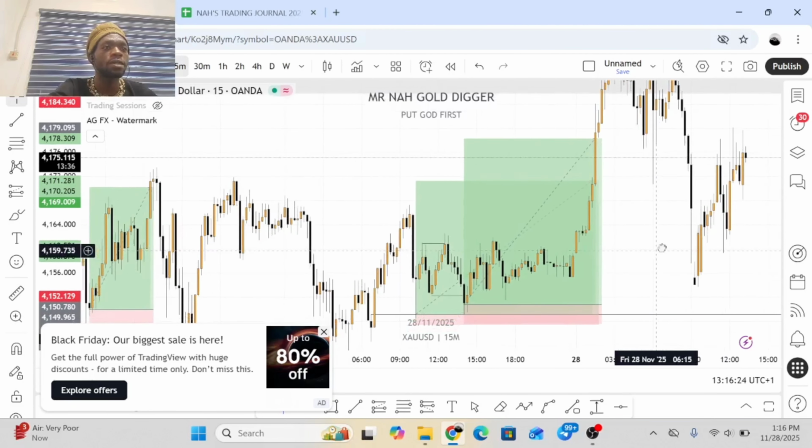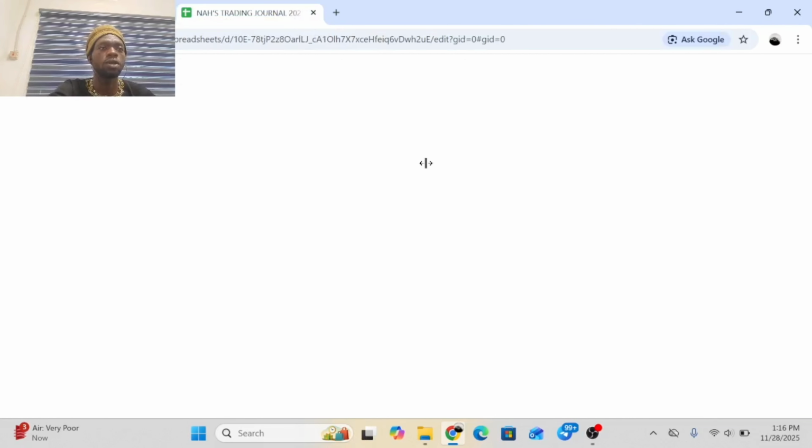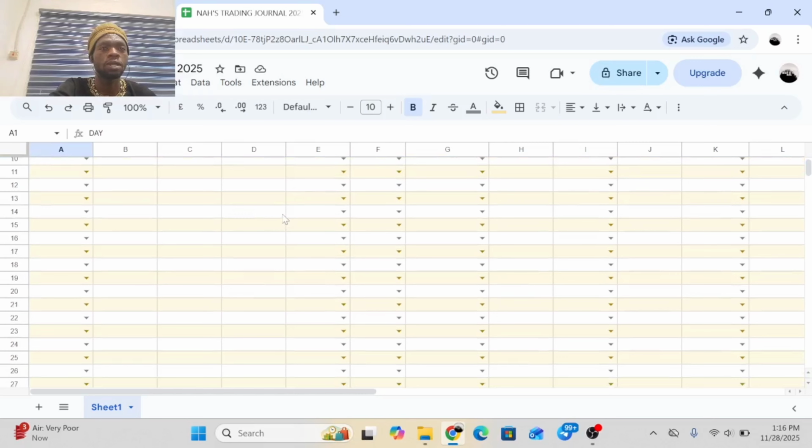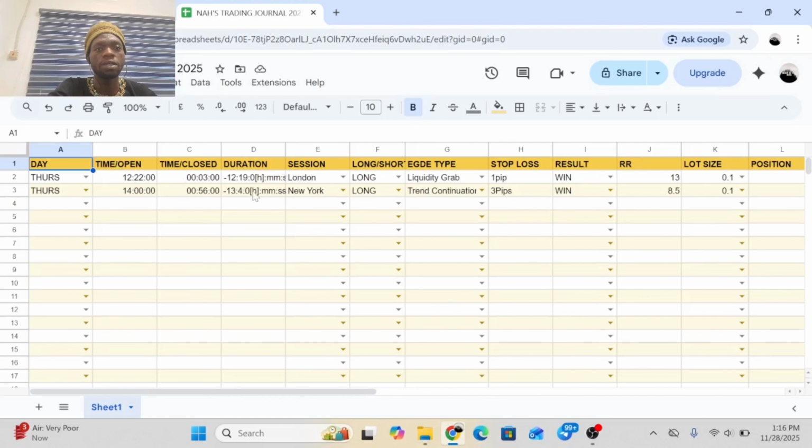So guys, that's it for the trade, and now I'll be showing you how I journal my data on this trade. Here clearly, this is my trading journal, my trading spreadsheet. You can see here Thursday, it was yesterday, I took two positions, and it took about 12 hours for the first position to hit take profit. This is one of the longest trades I've ever taken. The second position took about 13 hours before hitting take profit.